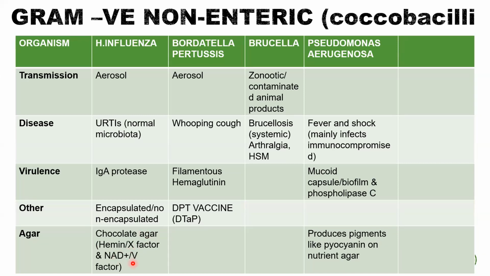Okay, it cannot grow without it. You cannot grow it on blood agar normally. Okay, it has to be chocolate agar. Now, so these are the main high yield points for H influenza. For Bordetella pertussis, also aerosol, and the disease is called whooping cough.